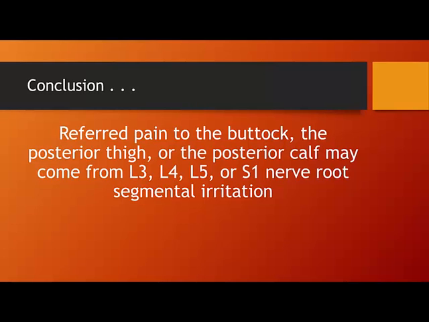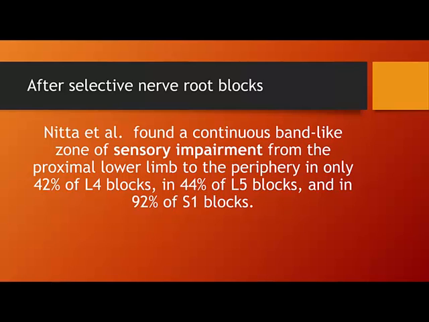So to the conclusion by the researchers, referred pain to the buttock, the posterior thigh, or the posterior calf may come from L3, L4, L5, or S1 nerve root segmental irritation. This is consistent with other studies. For example, after selective nerve root blocks, Nita et al. found a continuous band-like zone of sensory impairment from the proximal lower limb to the periphery in only 42% of L4 blocks, 44% of L5 blocks, and in 92% of S1 blocks.